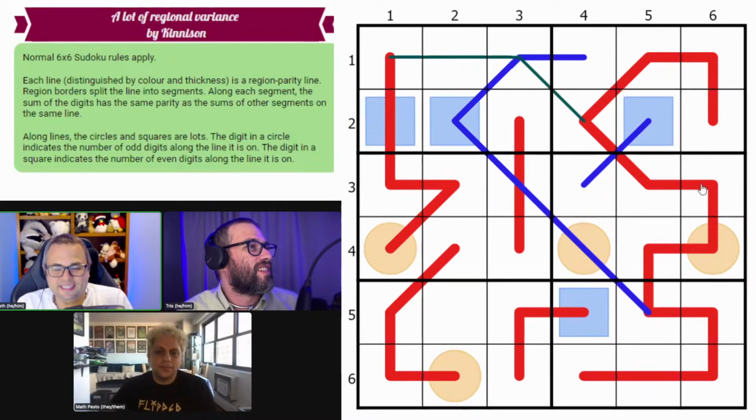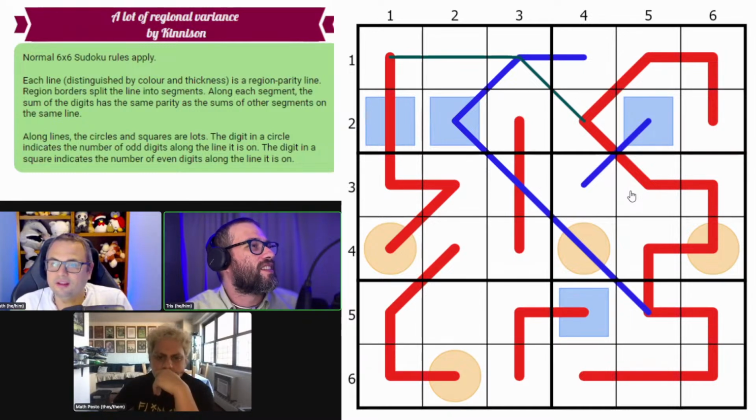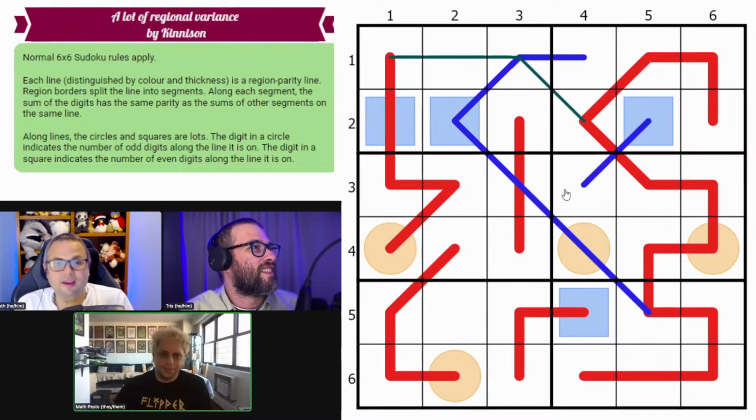Free puzzle idea indeed. Okay, so I assume this is the same rules. Yeah, same rules. Odd even lots. One symbol indicates the number of odd digits along the line, the other indicates the number of even digits along the line. Okay.